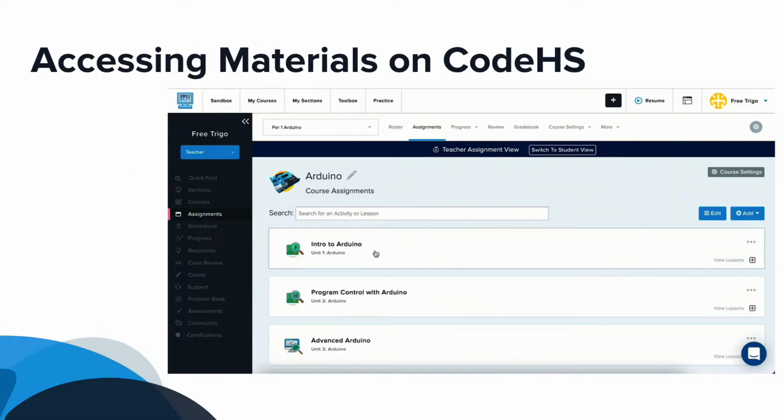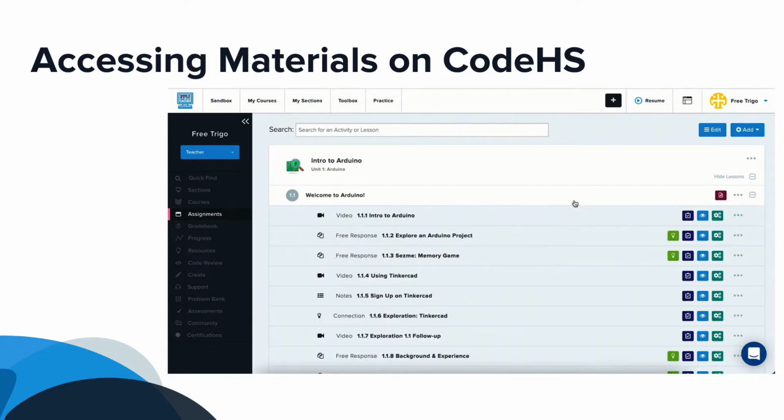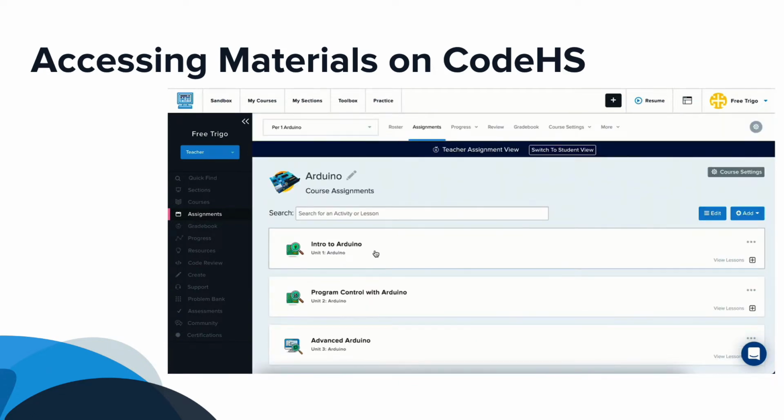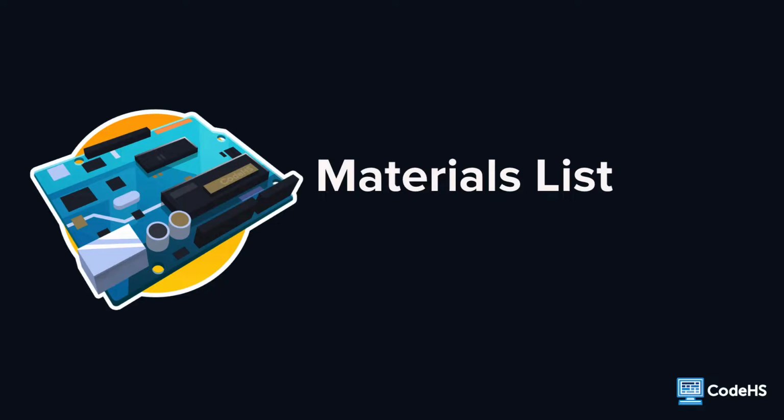Another way to access the materials straight from CodeHS is on the Assignments tab. When you click into any module, you'll see a maroon lesson plan icon appear next to each lesson. If you click further into a lesson, you'll see the links to the problem guides for each exercise.